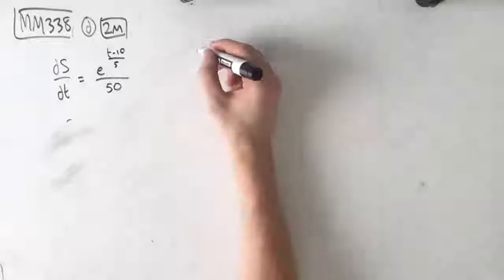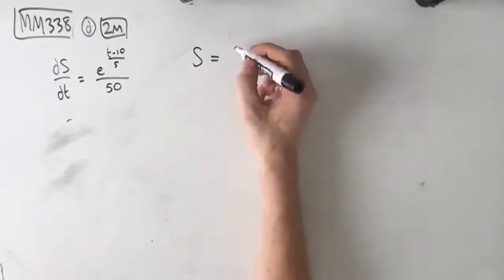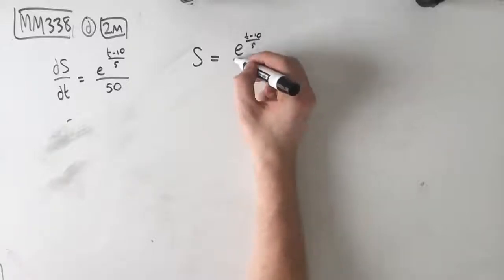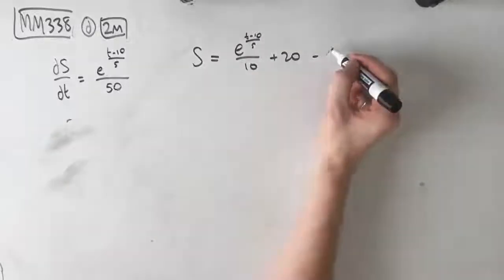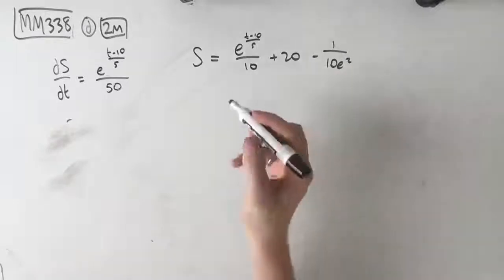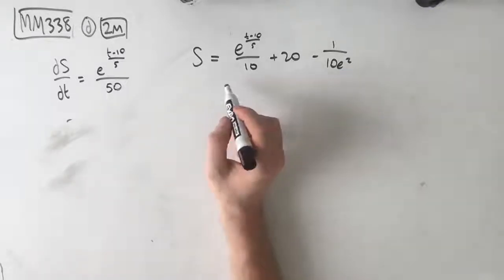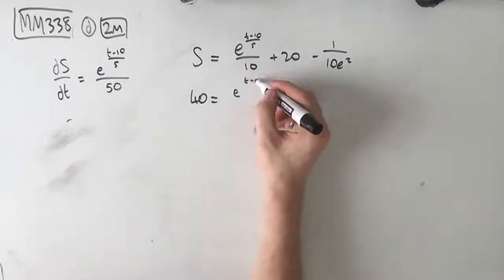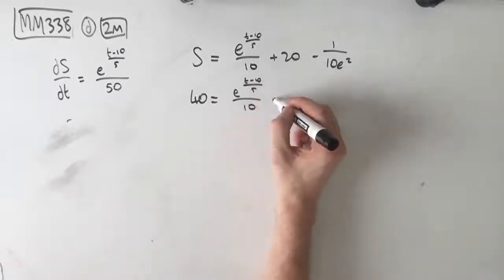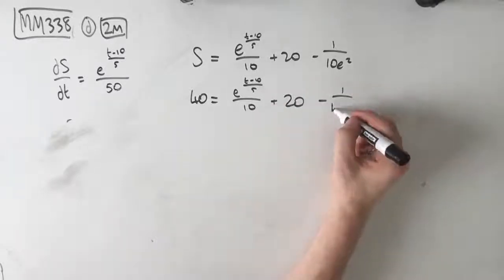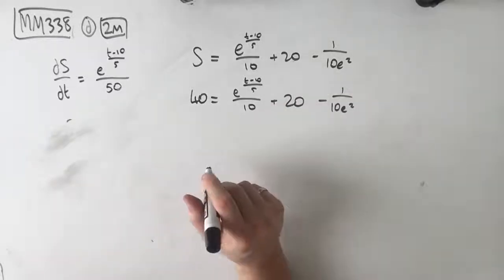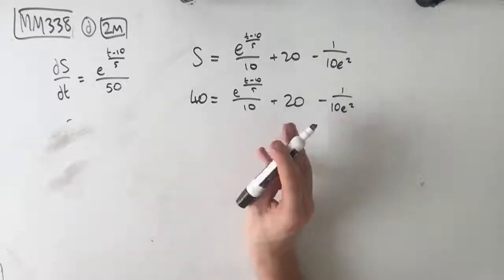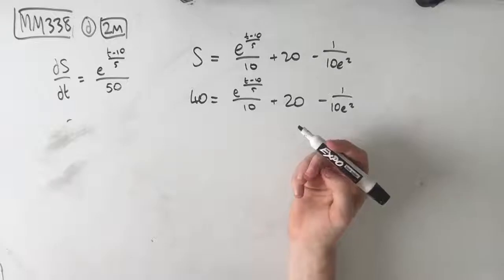So we know that again, the savings is given by s equals e to the t take 10. Sorry, I should have just kept this. Plus 20 minus 1 over 10 e squared. Awesome. And we know that he's looking for $40,000, right? So 40 is equal to e to the power of t take 10 over 5 over 10 plus 20 minus 1 over 10 e squared. Awesome. Now, solving this, we can actually do this pretty much by hand until the last step when we have to chuck it in the calculator.